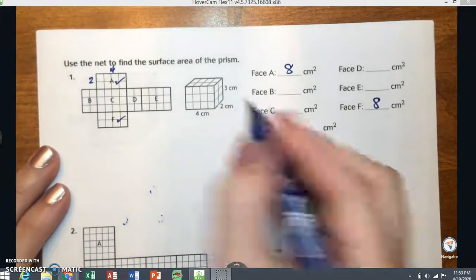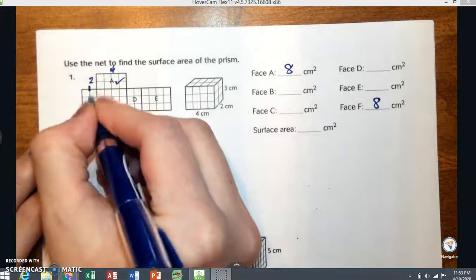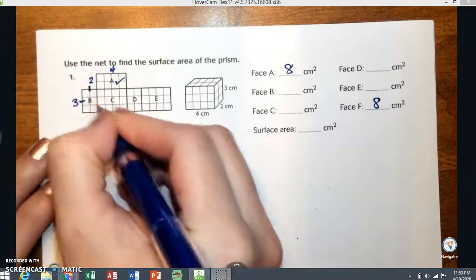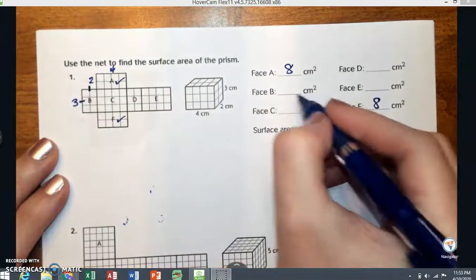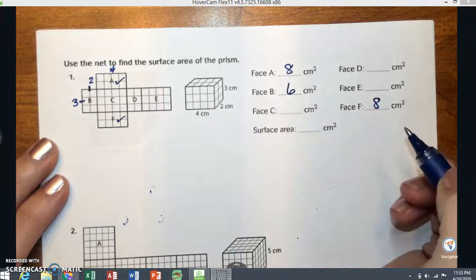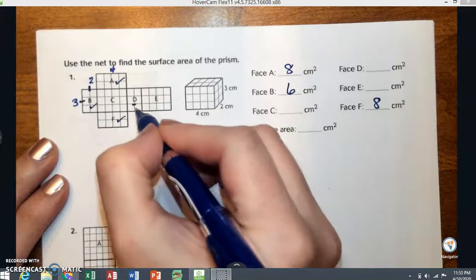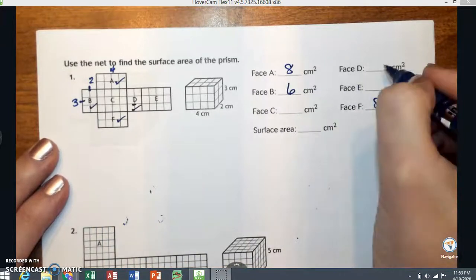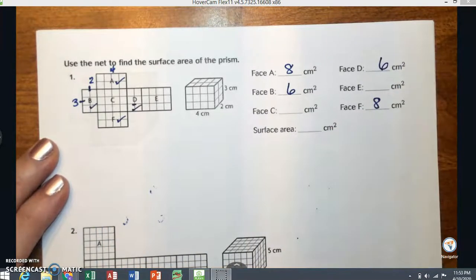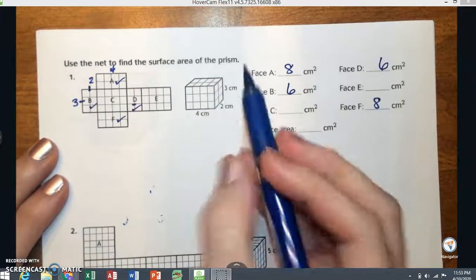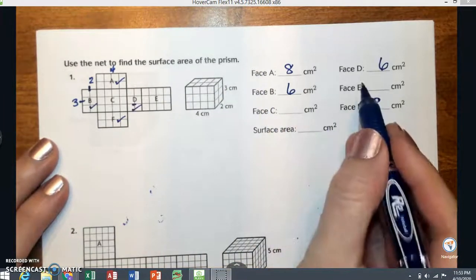Alright, moving on to B. So this is 2 and this side's 3. So 2 times 3 would be 6 centimeters squared. So if I look over here, D is exactly the same as B. So it's also going to be 6 centimeters squared. And I went ahead and checked those off. So the only thing left is C and E.